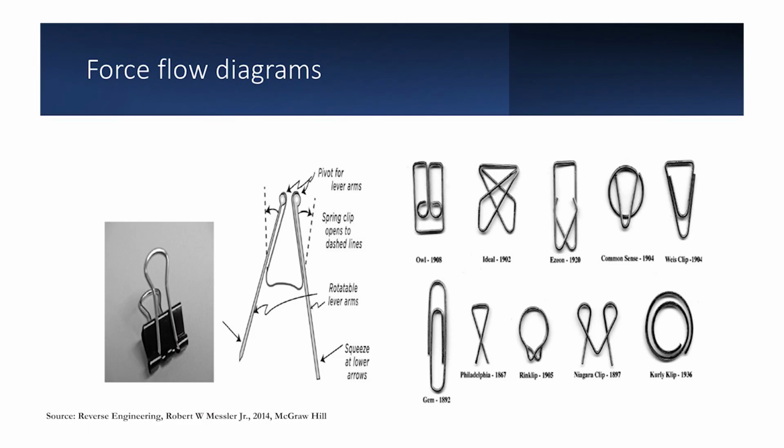You can see some alternative designs of paper clips. This is the owl design from 1908, this is the ideal design from 1902, this is the easy on design from 1920. The paper goes somewhere in between here. This is a common sense design from 1904, this is a Weiss clip still used from 1904. This is also quite common, the gem paper clip from 1892. There is a Philadelphia design from 1867, Rin clip from 1905, a Niagara clip from 1897 and Curly clip from 1936. See how the designs have changed over the years.